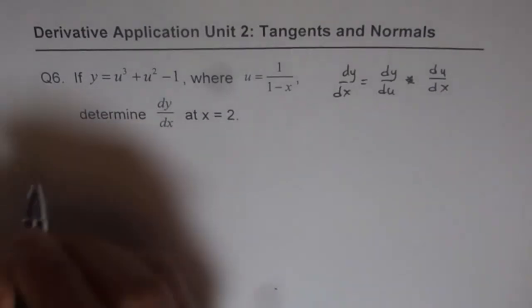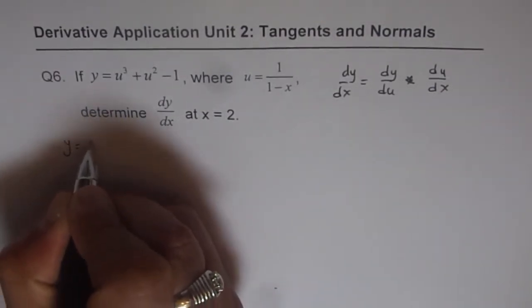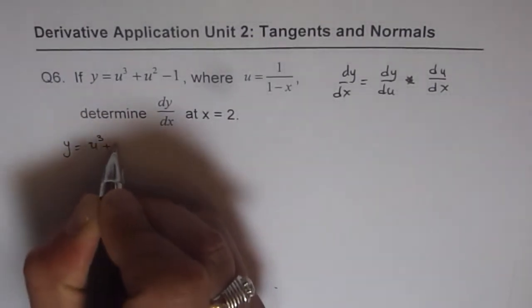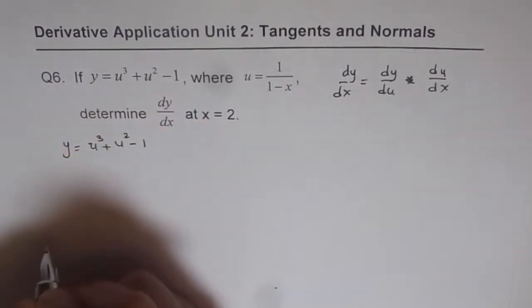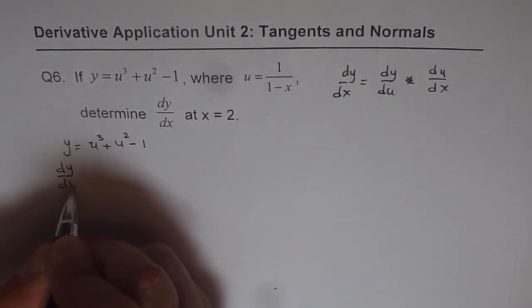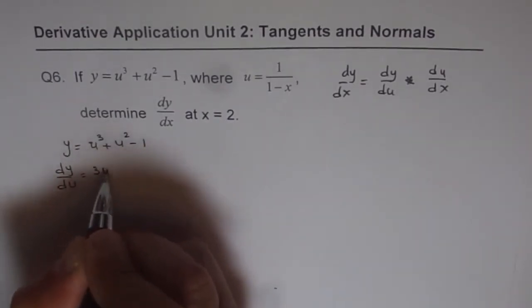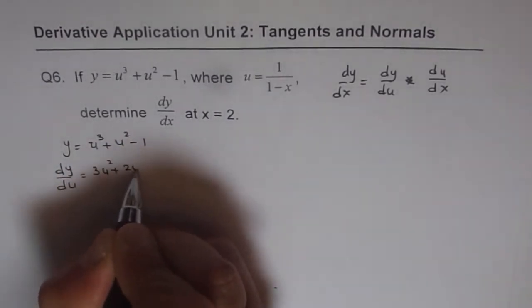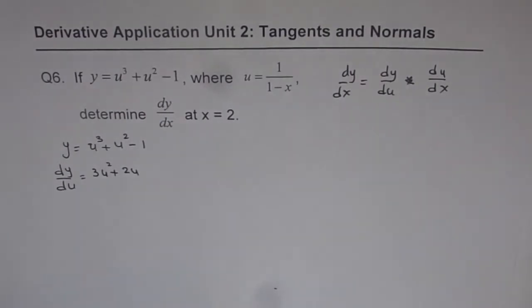So we have the function y equals u cubed plus u squared minus 1, and we can find what dy/du is, which is 3u squared plus 2u minus 0. So we can write 3u squared plus 2u.